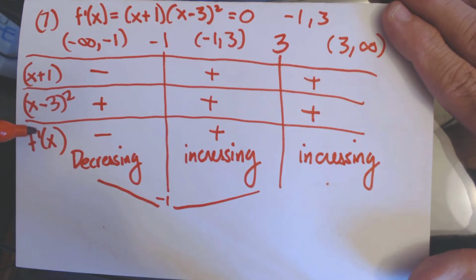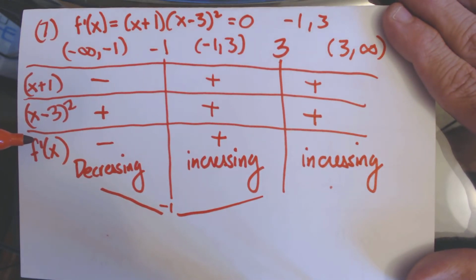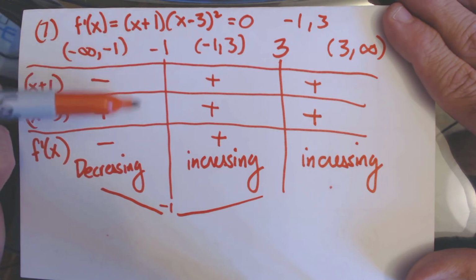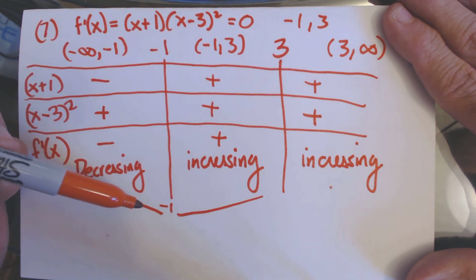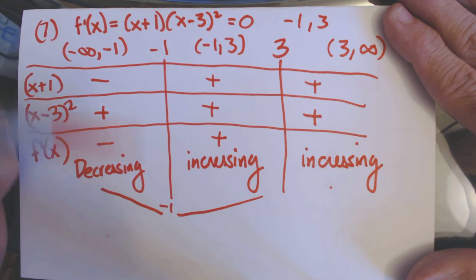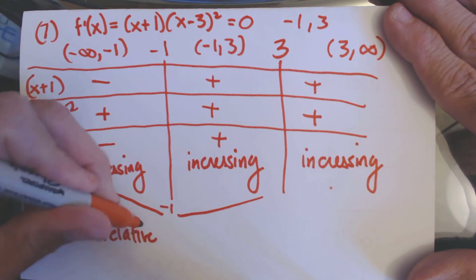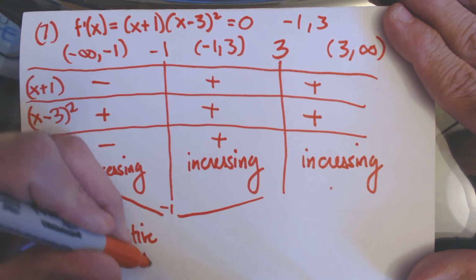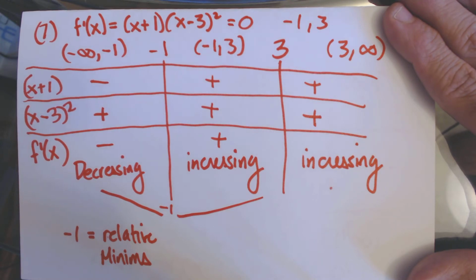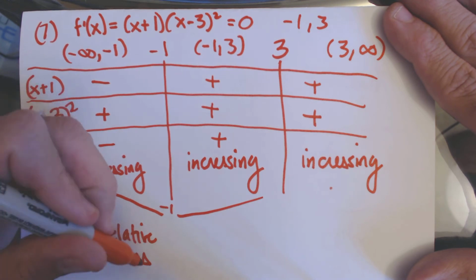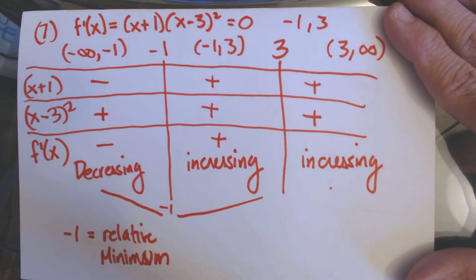Alright. Let's examine the nature of these critical points. So, -1, the curve is decreasing before we get to it and increasing after we get to it. That means we have a relative extrema, more specifically, a relative minima at -1. So -1 equals a relative minima. Well, let's just call it relative minimum just to be more precise.